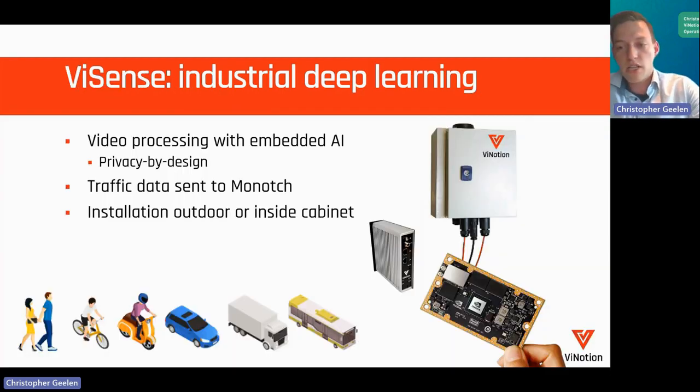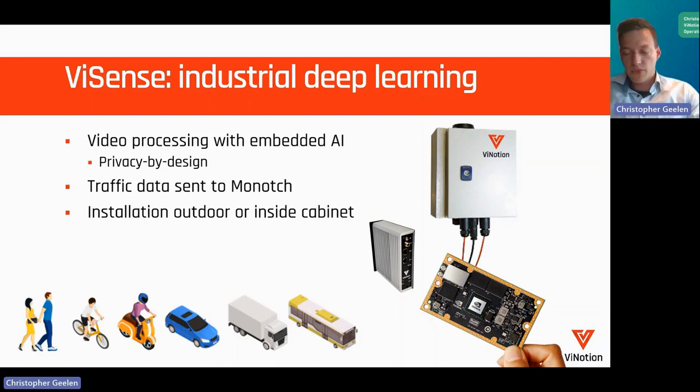This is how our technology looks like. It's a very small card at the bottom right, and that's where all the video processing happens. We use embedded AI, which means that this card is physically connected to the camera and locally processes all video and then removes the video and only leaves the traffic data on the board unit. It can be mounted both indoors and outdoors based on your preference.